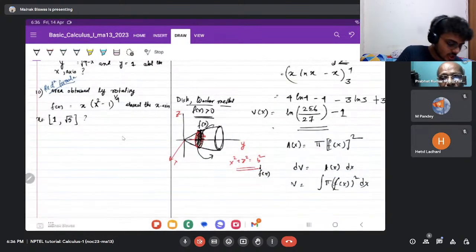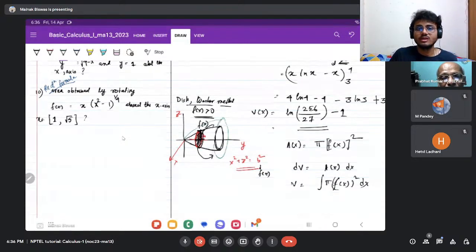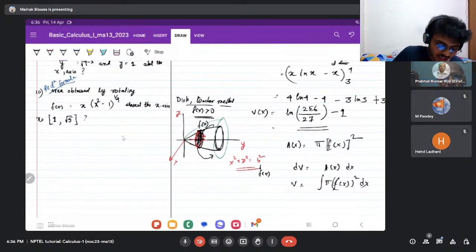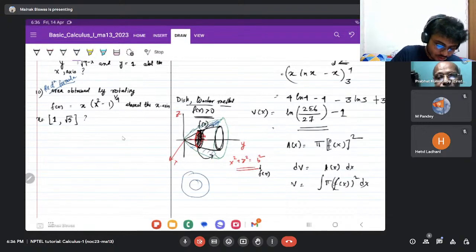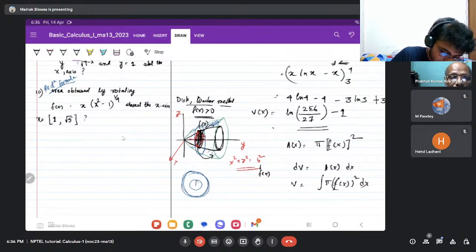Similarly, in the washer method, what happens is you have another surface. In the disk there is nothing in between, in the washer you have something cut out inside, right? So you would typically want this volume. So this is like finding the area of two concentric circles, right? So if you see the cross section, this is your f1 of x. This is f2 of x.